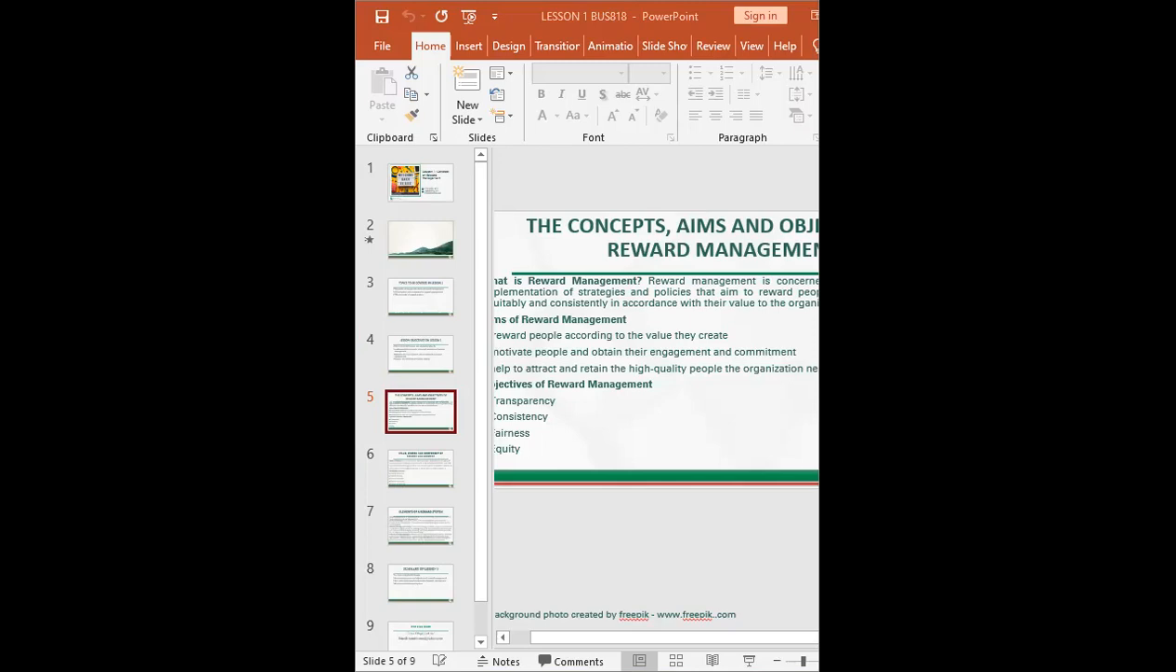So secondly, on the slide, we said rewards also motivate people and obtain their engagement and commitment. So when you reward people, at the end of the day, it transcends to them being committed to the organization. Do you understand? It will motivate people to be committed.